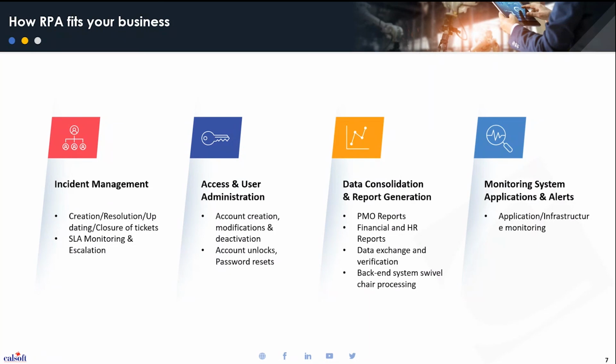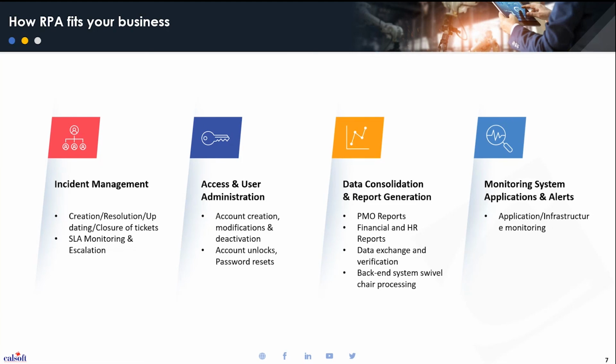So the first one is incident management, where creation, resolution, updating, or closure of tickets is a very common activity. Another common activity is SLA monitoring and escalation. We can have robots monitor the incident queue and take appropriate actions. This can range from informing the team members about the probable slippage of a resolution date through email or SMS or a chat. And it also can range to providing resolution to small tickets.